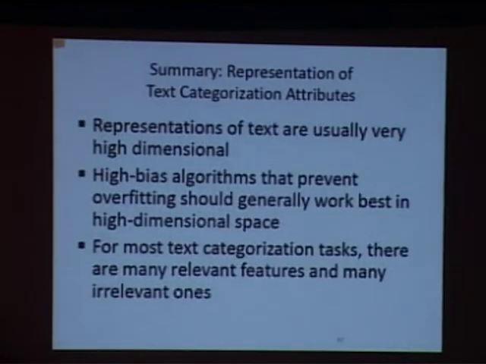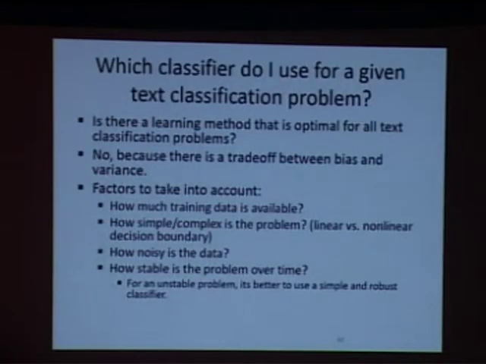Yeah. So if we summarize, the overall problem of text classification, the difference from other pattern classification, is that usually it is very high dimensional. Because of this dimensionality, you should avoid high bias algorithms like nearest neighbor. There are many relevant features as well as many irrelevant ones, so feature selection is very important. There is no optimal learning technique. It depends on the problem you are taking, and it depends on the features you are taking.